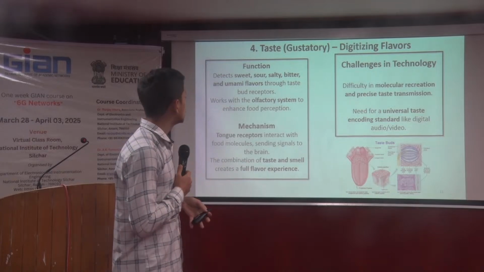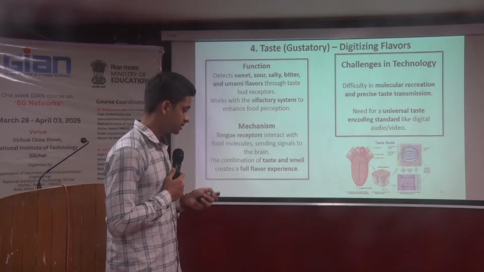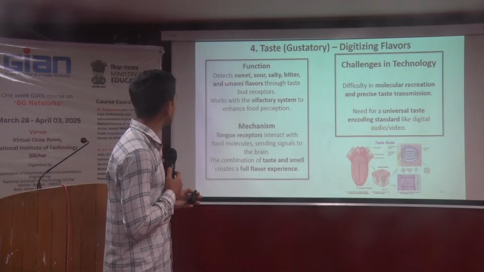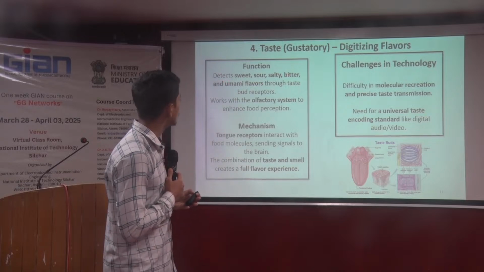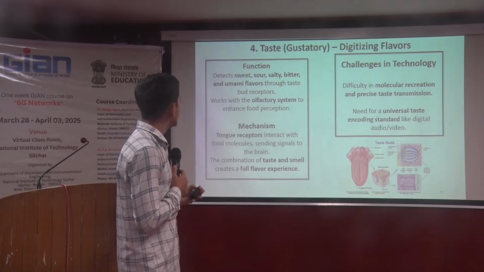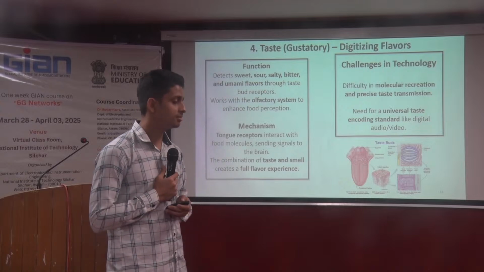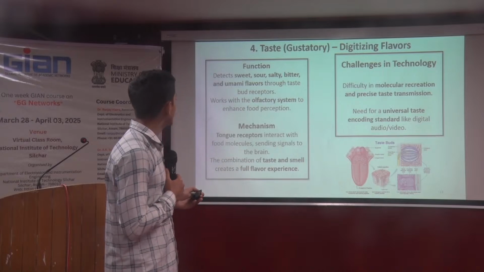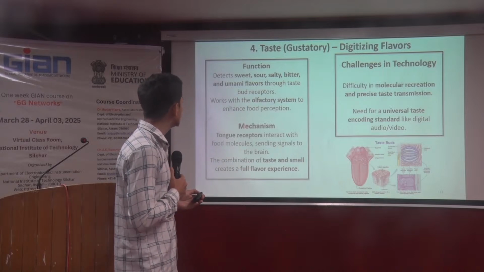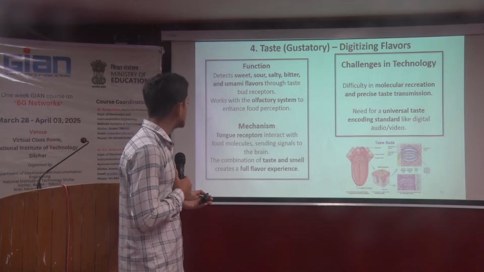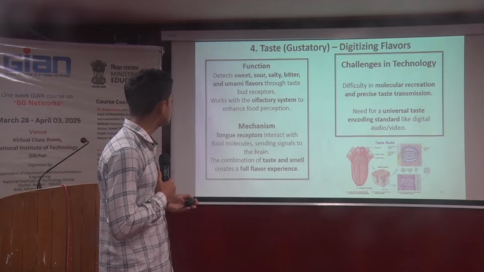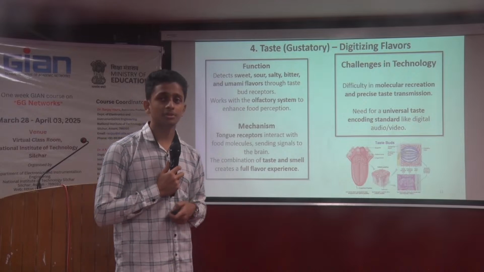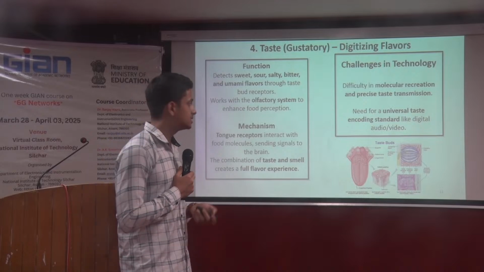So how does the tongue capture taste? The function is that it detects sweet, sour, salty, bitter, and umami flavors through taste bud receptors present in the tongue, and works with the olfactory system to enhance food perception. Tongue receptors interact with the food molecules, sending signals to the brain about the taste of the food which we just consumed.